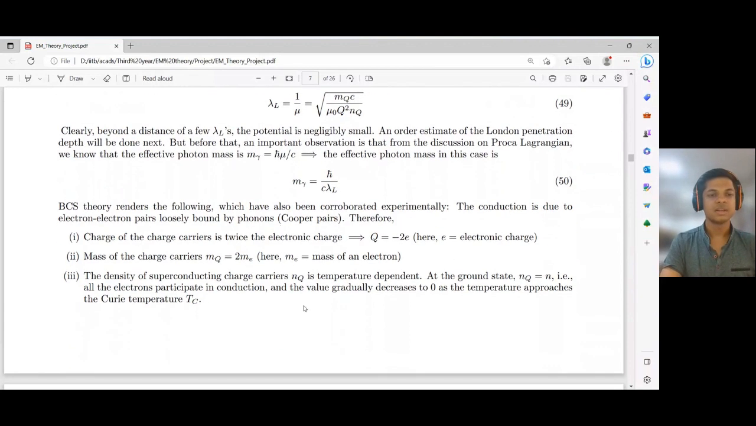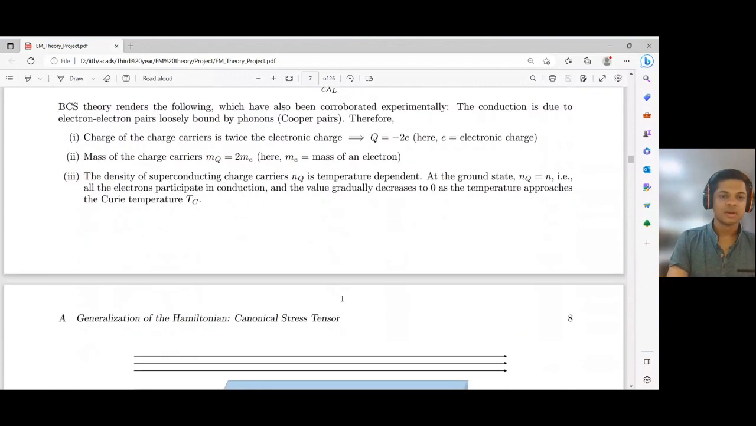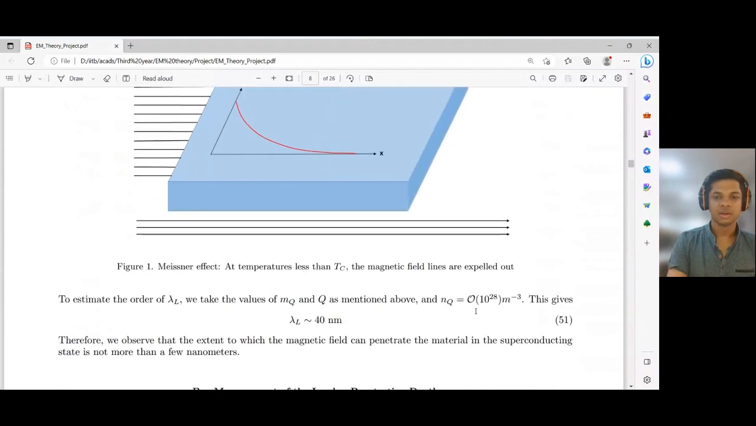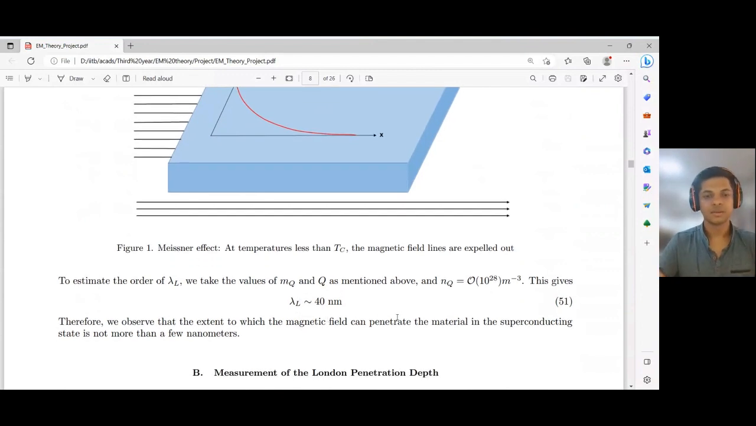Now the density of superconducting charge carriers is temperature dependent, of course, because the Cooper pairs form below the critical temperature. So as the temperature tends to 0, n_s is n, that is all electrons participate in the conduction. But as the temperature approaches the critical temperature, the charge density n_s tends to 0, that is no more Cooper pairs are there. Now we take n_s to be of the order of 10 to the 28 meter minus 3, because that is the typical charge number density in metals, and that basically gives us that lambda L is of the order of a few tens of nanometers.